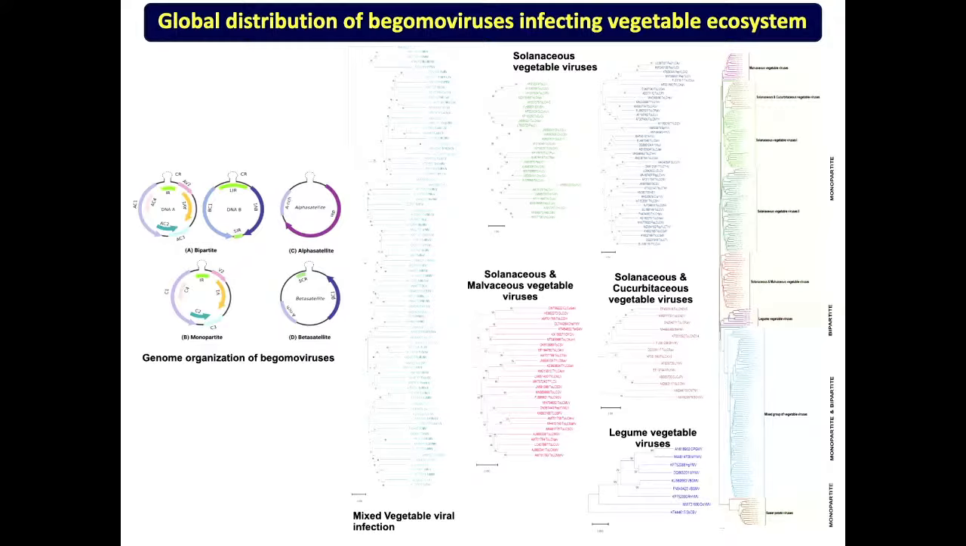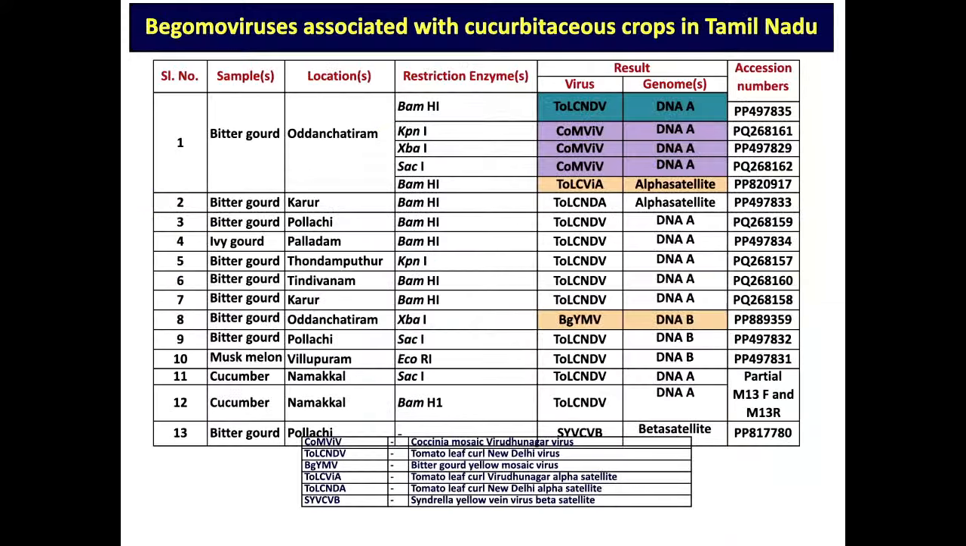However, they are either monopartite or bipartite, and there is also the involvement of satellites, either alpha satellite as well as beta satellite. Sometimes both the satellites are available. So as far as our Tamil Nadu scenario is concerned, when we collected samples by covering all the 7 agroclimatic zones, our RCA analysis revealed the presence of different viruses.